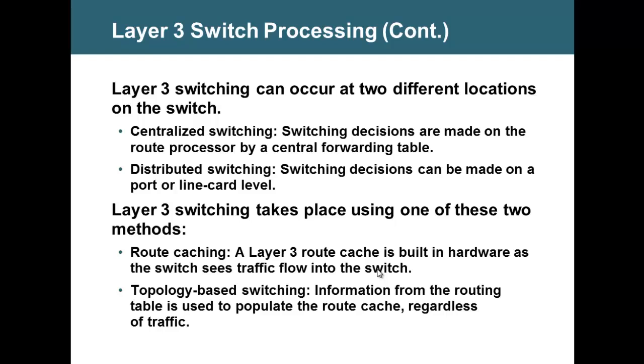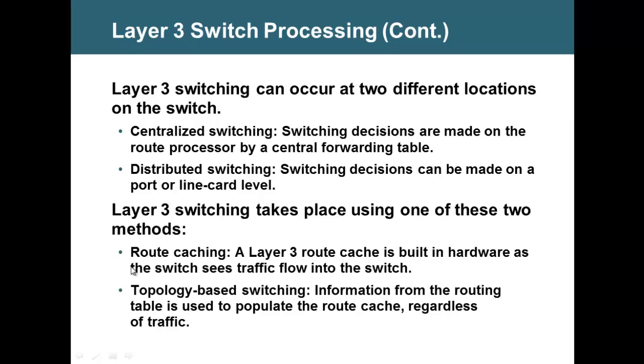Layer 3 switching can occur at two different locations. See, this talks about two different locations. The next one talks about two different methods. First of all, let us see how layer 3 switching can happen in two different locations. What are the locations? One is centralized switching. Switching decisions are made by the route processor using a central forwarding table. Next one is distributed switching. Switching decisions can be made on a port or line card level.